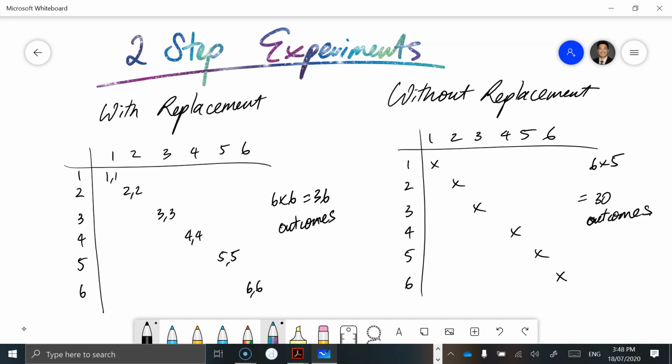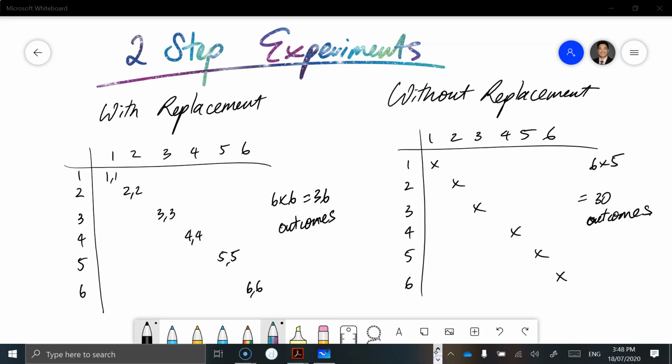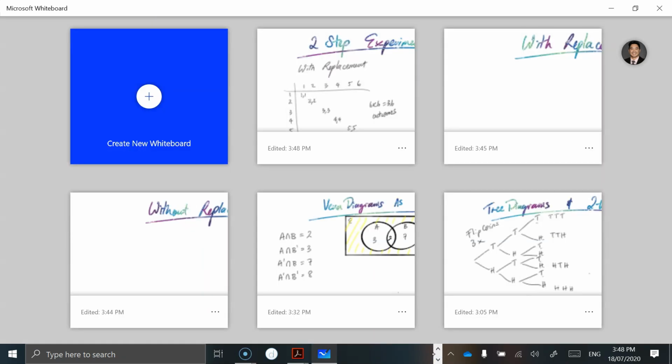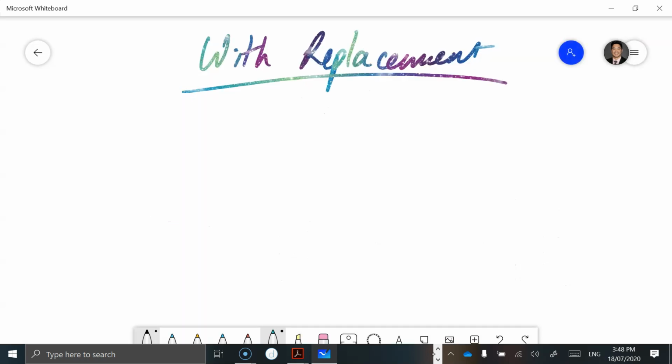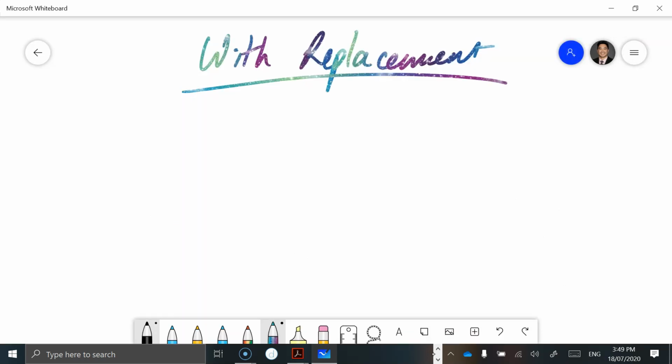All right, so let's have a look at some examples. Let's look at with replacement. In this case we've got 3 red and 2 blue counters in a bag, and you're going to take a counter out of the bag at random and note down what the color is. What we could do is look at a tree diagram in this case. Before it was kind of like a table.